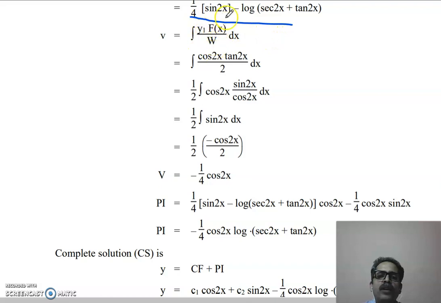Put the value of y1, put the value of capital F of x, put the value of W. Now again here is a product of two functions of the same family, so we have to make this product simple. We put the value of tan 2x, and it is sin 2x by cos 2x. Now cos 2x gets cancelled. Simply what is left? Sin 2x. Integration of sin 2x is minus cos 2x divided by 2, and in this way we obtain the value of V.